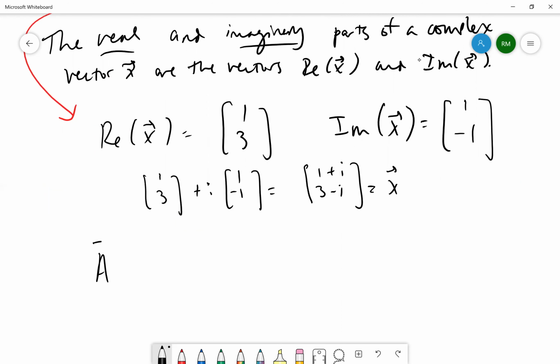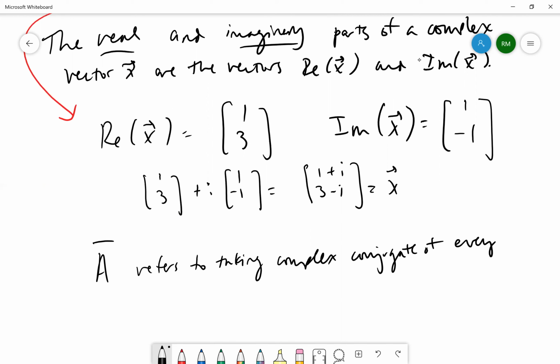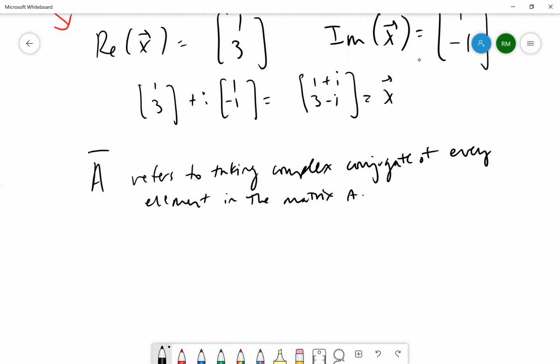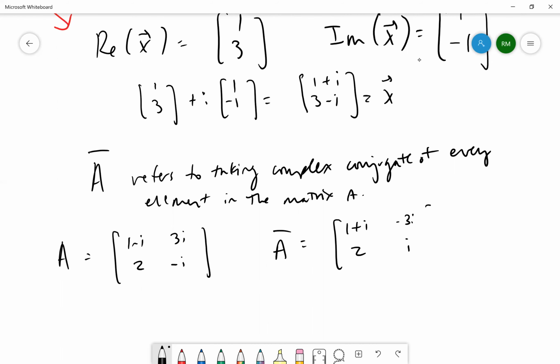The notation A bar refers to taking the complex conjugate of every element in the matrix A. So for example, if A is 1 minus i, 3i, 2, negative i, A conjugate will look like 1 plus i, minus 3i, 2, i. The real numbers are not affected.